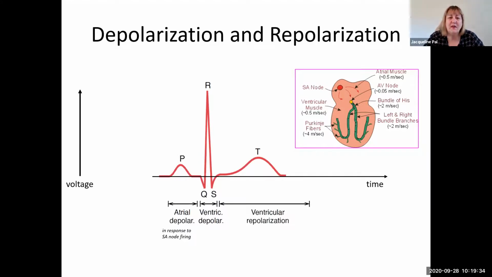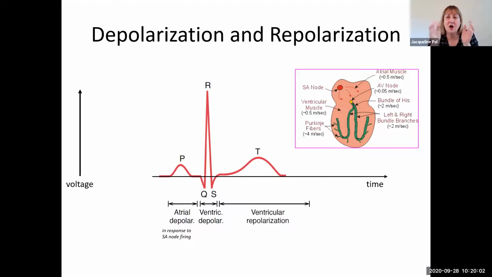So from the beginning of the P wave to the beginning of the Q wave, this is representing atrial depolarization. The QRS wave represents ventricular depolarization. And then from the S through the T, and possibly there's a U, until the beginning of the next P wave.